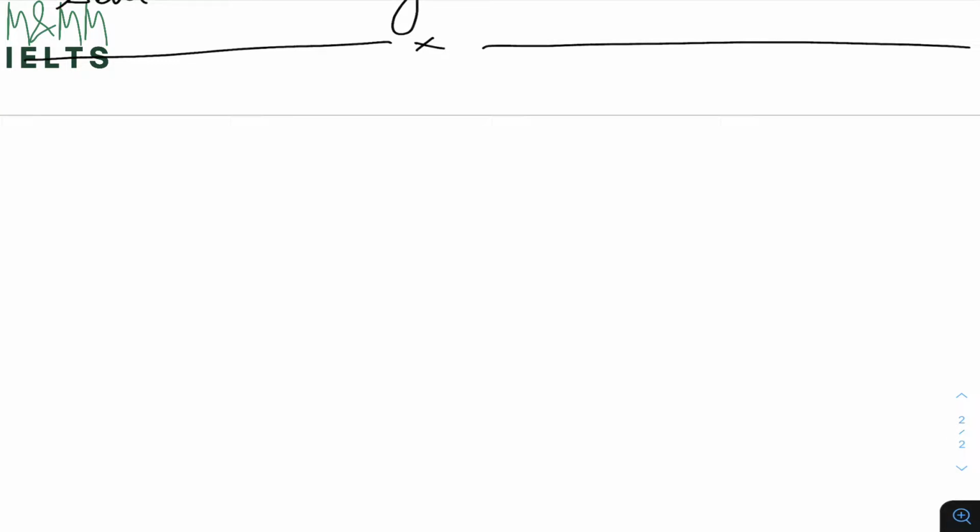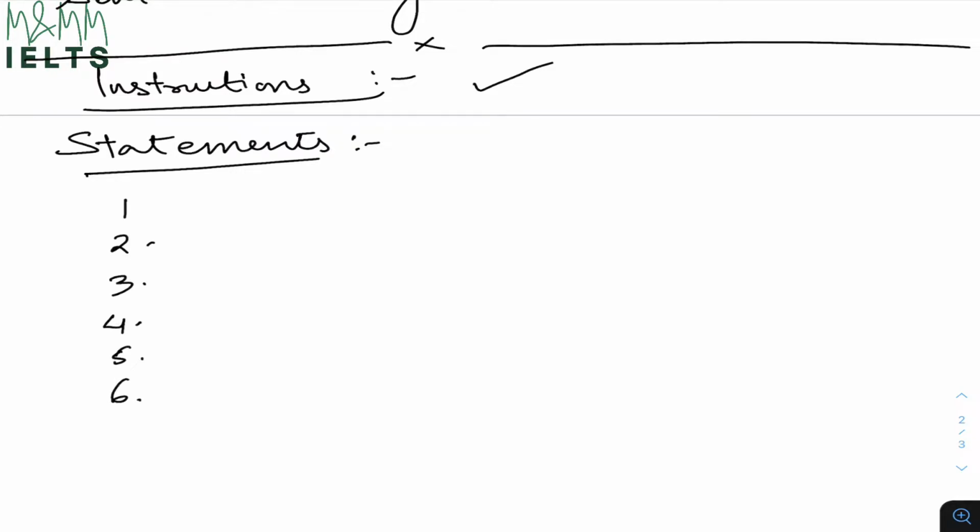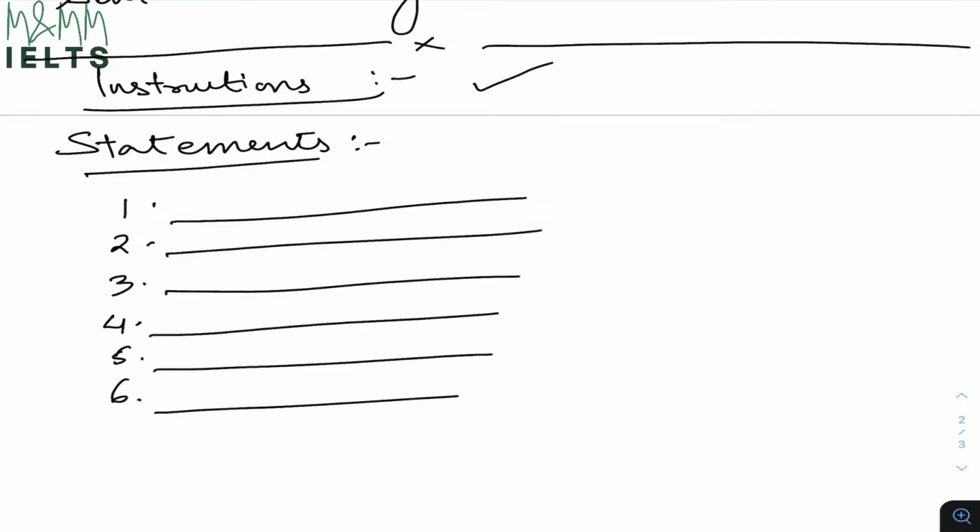such type of questions. After you have read the instructions and you have understood what they are trying to say, my one job is done. Next thing is to focus on the statements. They can give you 4, 5, 6, 7, 8, as many statements as they want. Now, what you need to do is, let's say I have 5 sentences or 6 sentences, whatever. Now, I have to read all the sentences first.